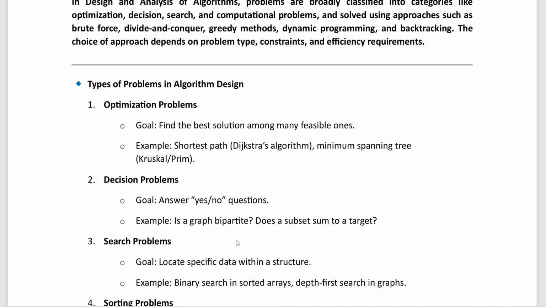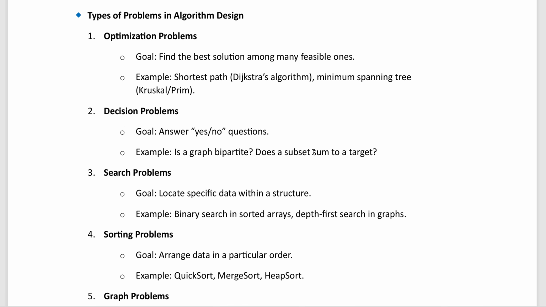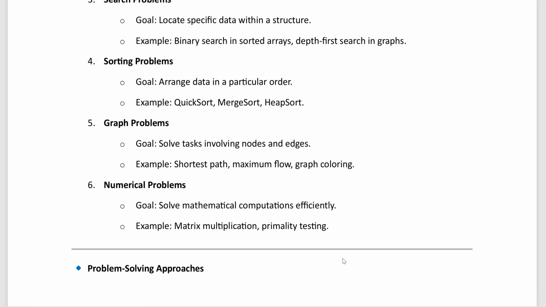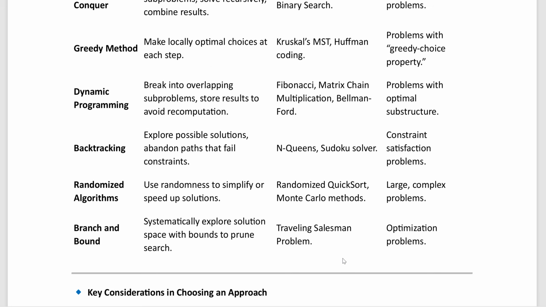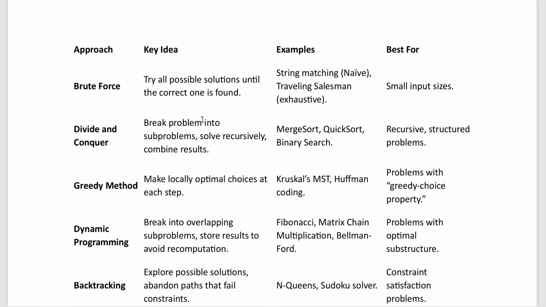Third category is search problems. So all these are the types of problems. You can read it on your own. This is again a theoretical question. Simple and sober question, right? You can read it on your own. Now we jump to the next question. So these are the approaches which you can use to solve these different types of problems.